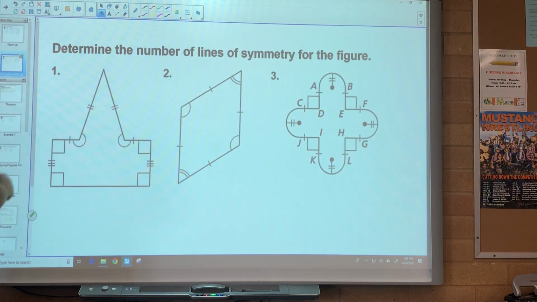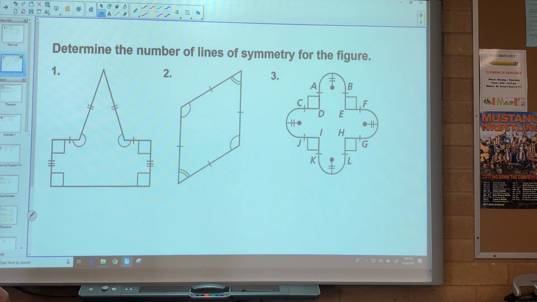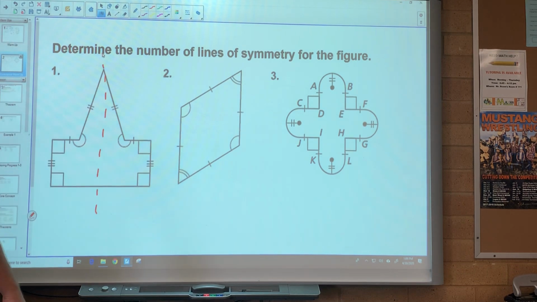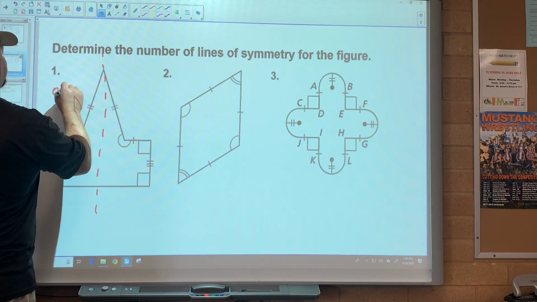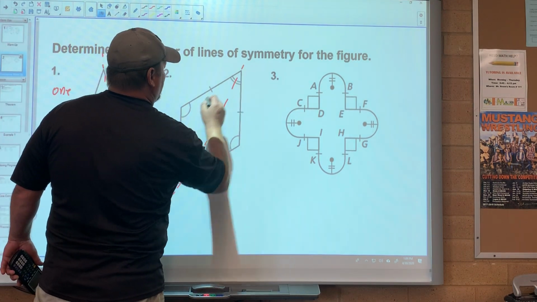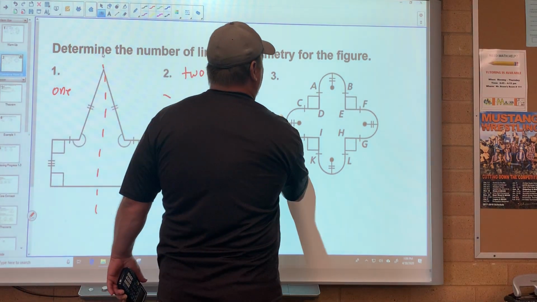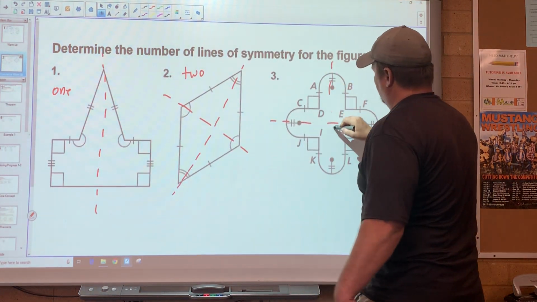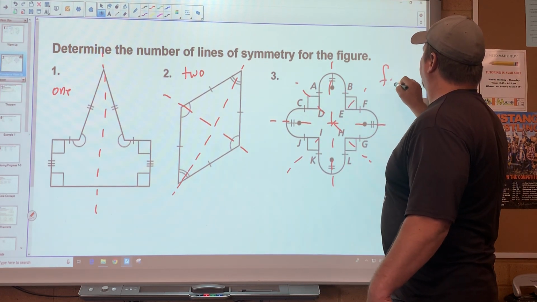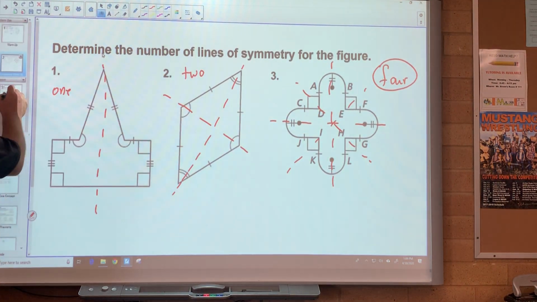This one's a review from a while back. They want to know how many lines of symmetry there are on these shapes. Lines of symmetry are if you can put a line through it and fold the shape over and have it land on itself, so this one would only have one. This one would have one there and one there, so two. And this one would have 1, 2, 3, 4. So those are all the lines of symmetry, okay?